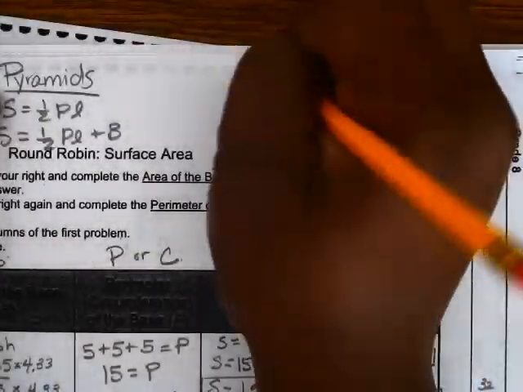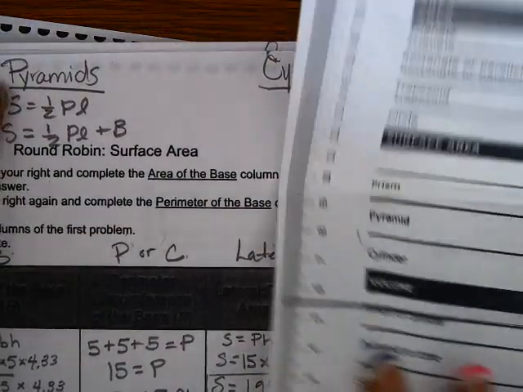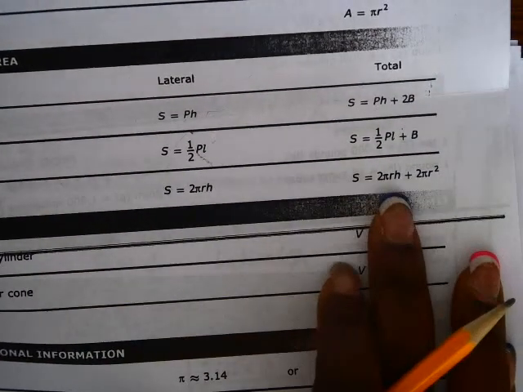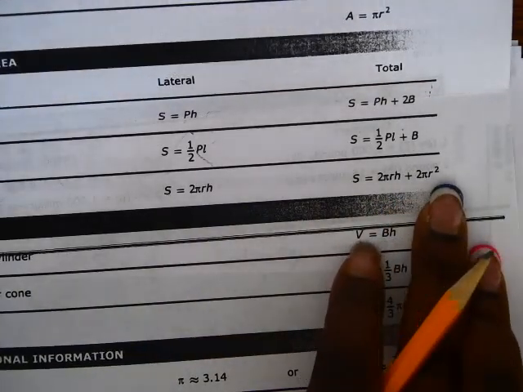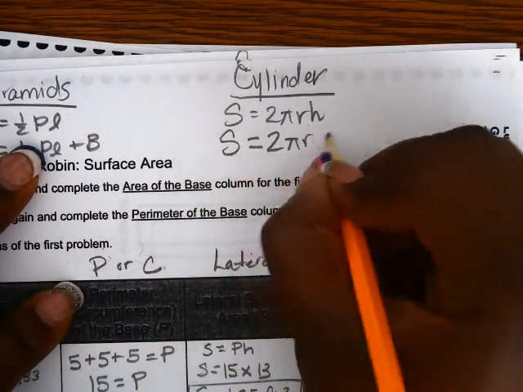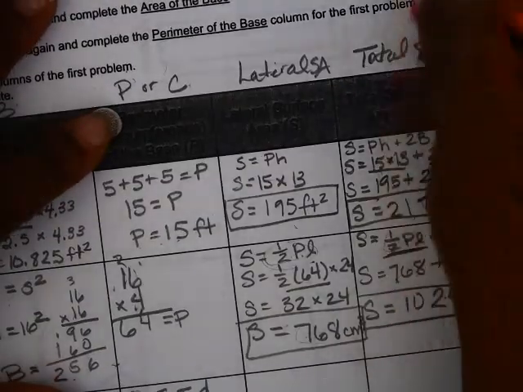So now that we have that, the cylinder has a different formula. For lateral on your formula chart, we're going to write down 2 pi r times h. And then for the total, we're going to write down the same thing as lateral, but we're going to add 2 times the area of the base, because that's what pi r squared is. It's the area of the base. Let's just call that big B.